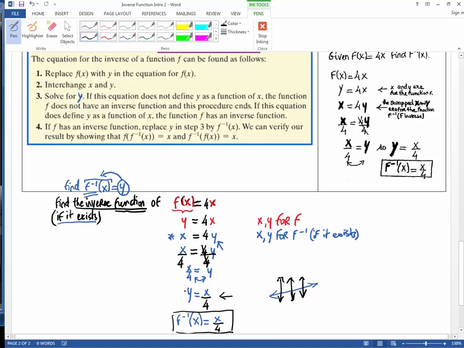So in order again to go from blue y to f inverse of x, we need to check that this equation defines a function, that it passes the vertical line test, before we finalize step 4 right here. So think about this.